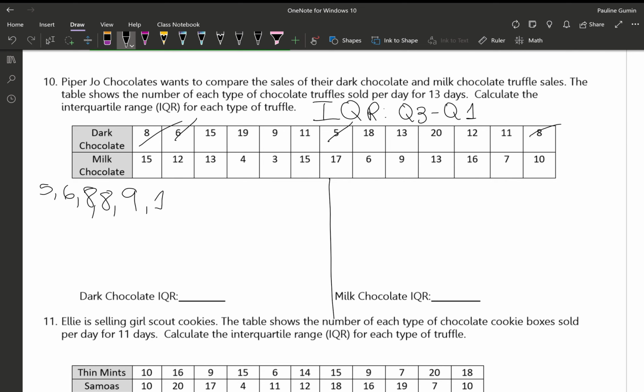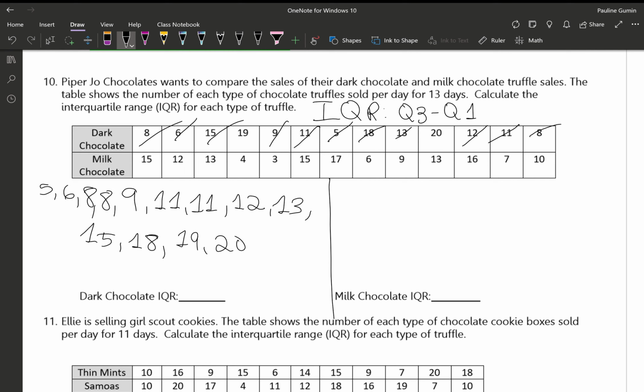Then 9, 11, 11. I'm just double checking to make sure I did this right. 12, 13, cross it off. And then I'm just going to continue down here. 15, 18, 19, and 20. Okay, good. All right, now let's find the Q1 and Q3.